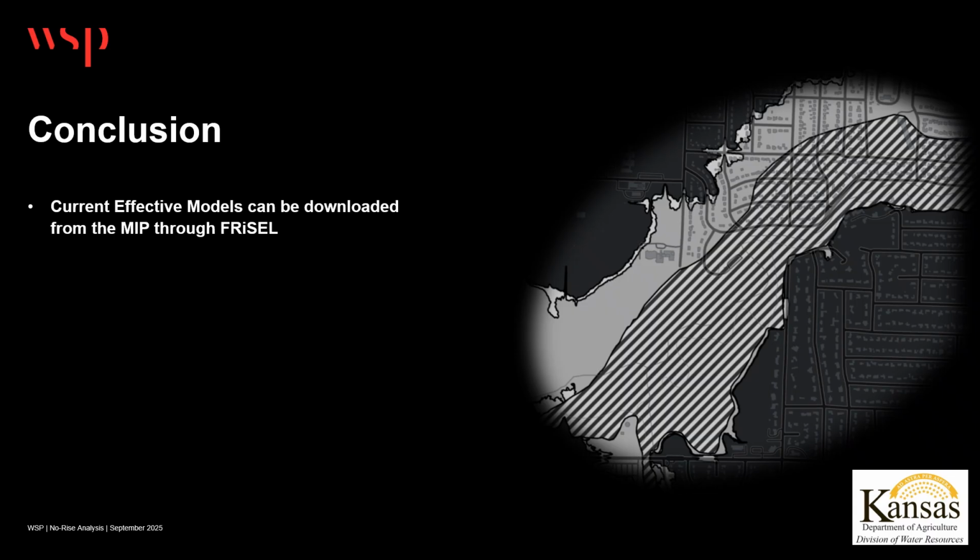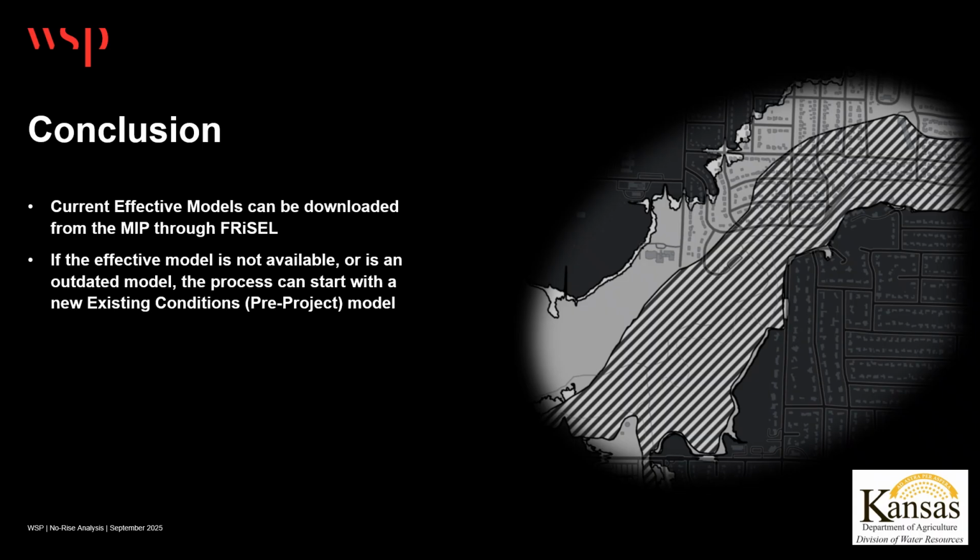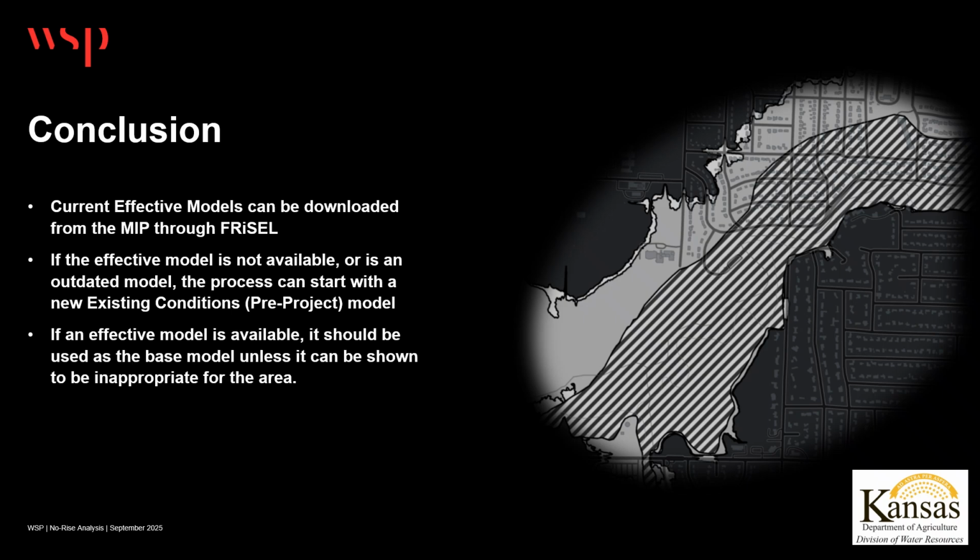We've covered a lot of ground in this video, so I'll try to summarize the most important points here. You can download the current effective models from the MIP through the Flood Risk Study Engineering Library. If the effective model is not available or is an outdated model, the process can start with a new existing conditions or pre-project model. If an effective model is available, it should be used as the base model unless you have a good reason that this model is inappropriate for the study area.